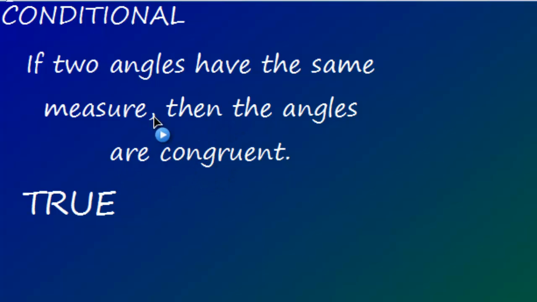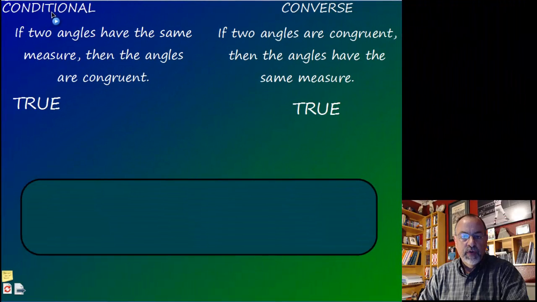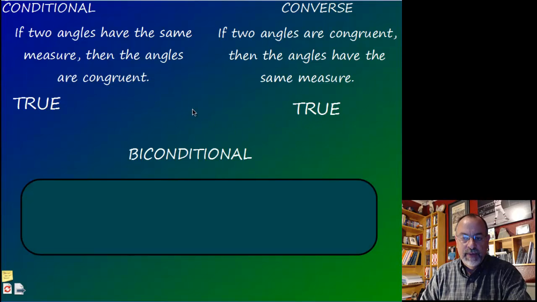We then have to write the converse of this, or at least consider it. So we switch the hypothesis and conclusion to get the converse. If two angles are congruent, then the angles have the same measure. And we consider, is this true? Well, this statement is also true. If two angles are congruent, then they have the same measure. So because both the conditional and its converse are true, then we can go ahead with the next step, and that is to write a biconditional.